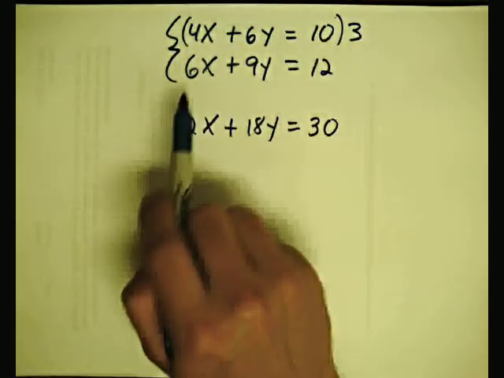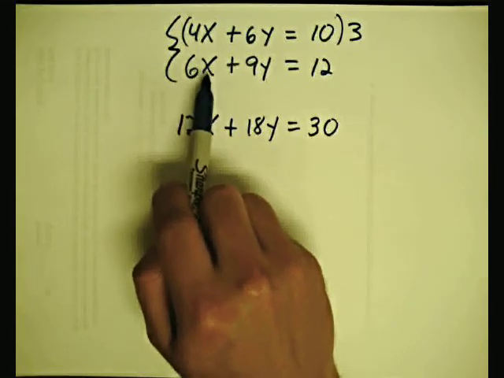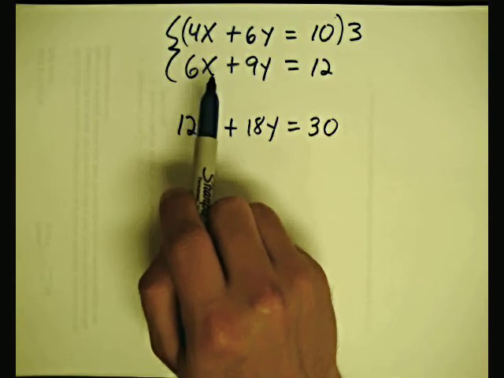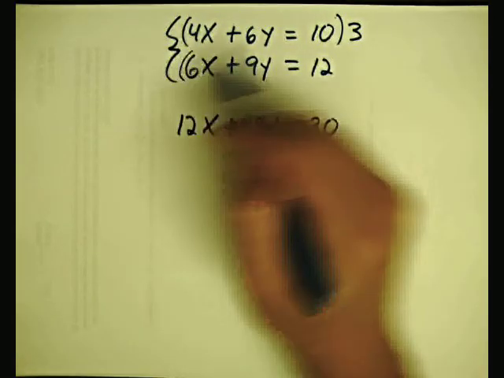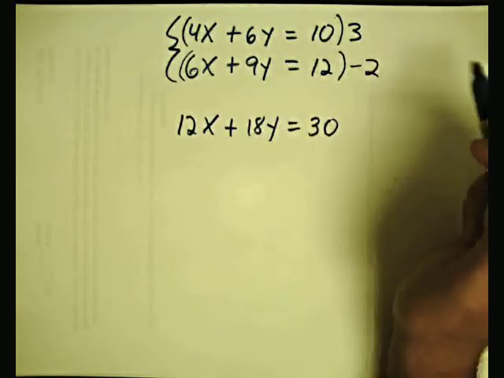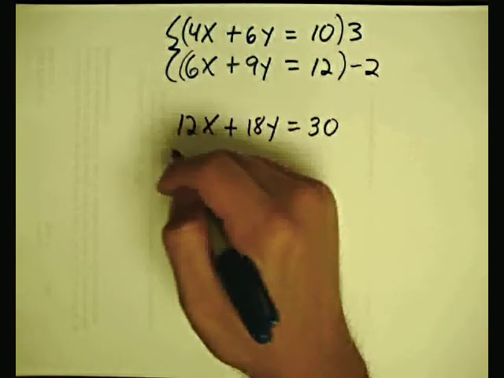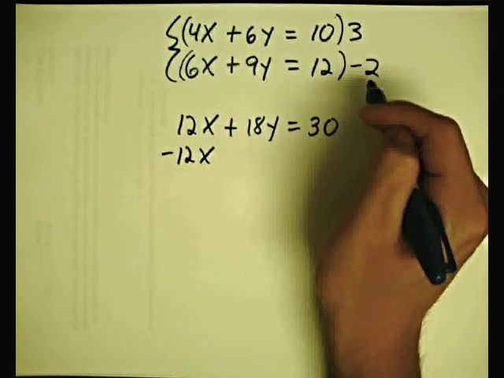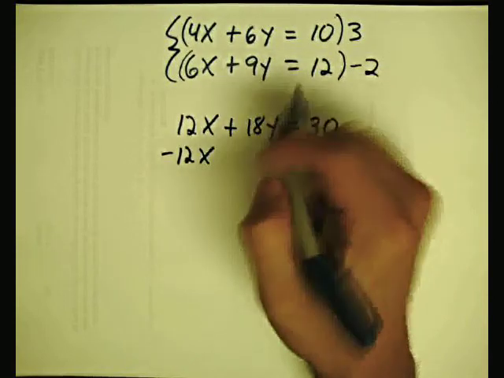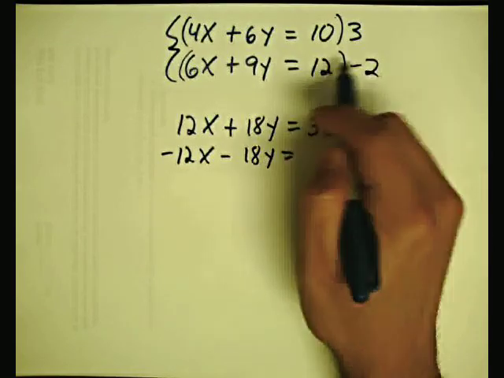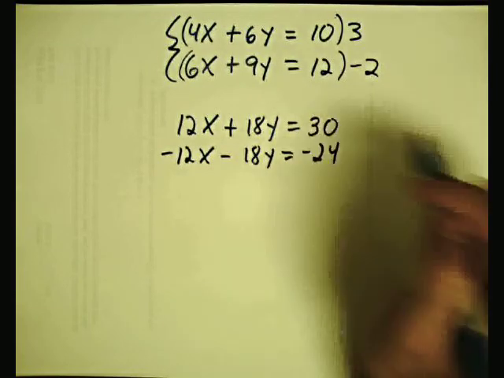My second equation, if I multiply 6x by 2, I'll get 12x. And since I want them to have opposite signs, let's multiply this equation by a negative 2. So negative 2 times 6x is negative 12x. Negative 2 times 9y is minus 18y. And negative 2 times 12 is negative 24.